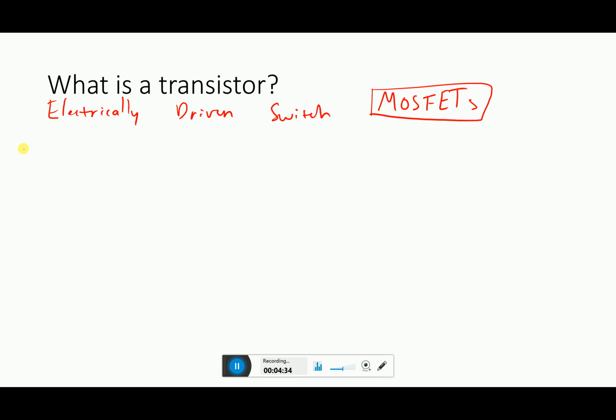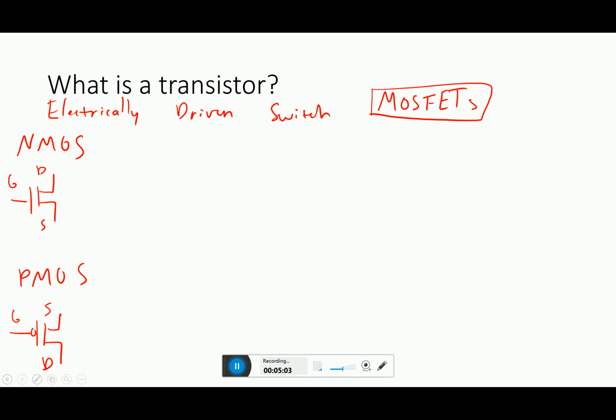So there are two main types of MOSFETs. We have PMOSs and NMOSs, and we draw them like this. Okay, so they're both three-terminal devices. They both have a gate, source, and drain, like so. The difference is the PMOS has the source on top and the drain on bottom. This is by convention. You might actually see it drawn in different ways in different places.